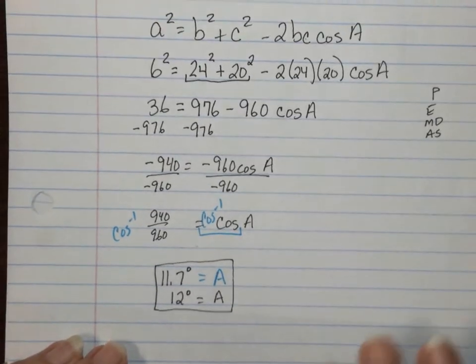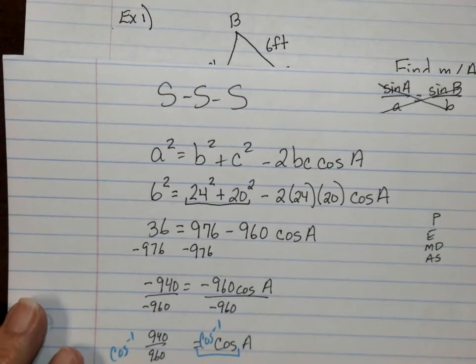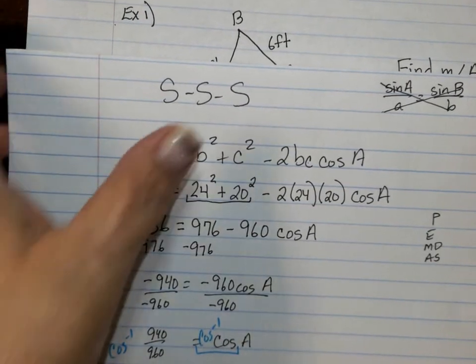All right, so that's an example of using law of cosines with a side problem. All right, second problem.